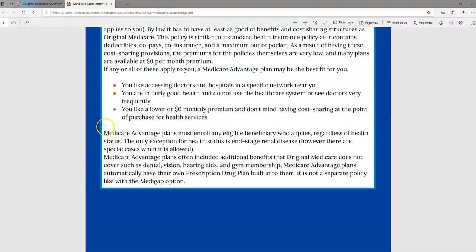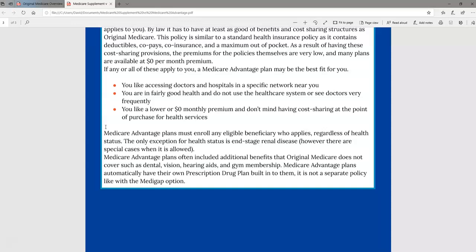Really important to know in terms of eligibility, Medicare Advantage plans must enroll any eligible beneficiary who applies, regardless of health status. The only exception for health status is end-stage renal disease. However, there are special cases when it is allowed.